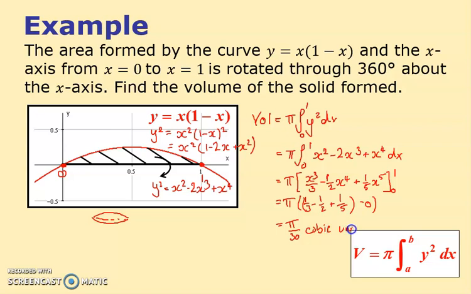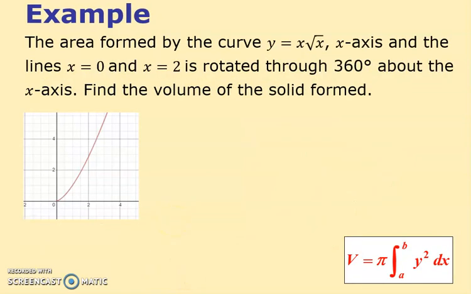I don't know what the units are, so I'm just going to write cubic units. There, I've just said pi over 30. Done. Anyway, next is y equals x root x. There's the graph of the new function, and it says rotate this between 0 and 2. And let's get my pen back.